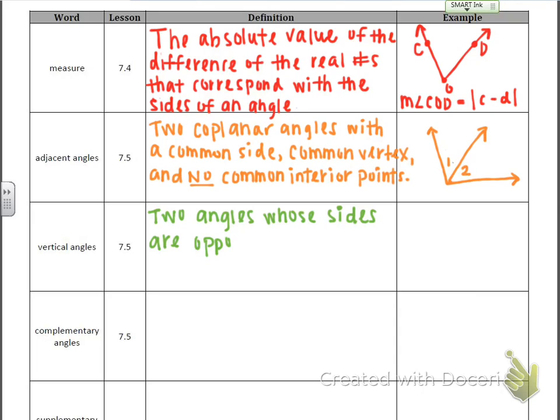you're doing your rainbow. No. I always do it like that. Wait, that's red, orange, yellow, green. Well, okay, so two angles whose sides are opposite rays.